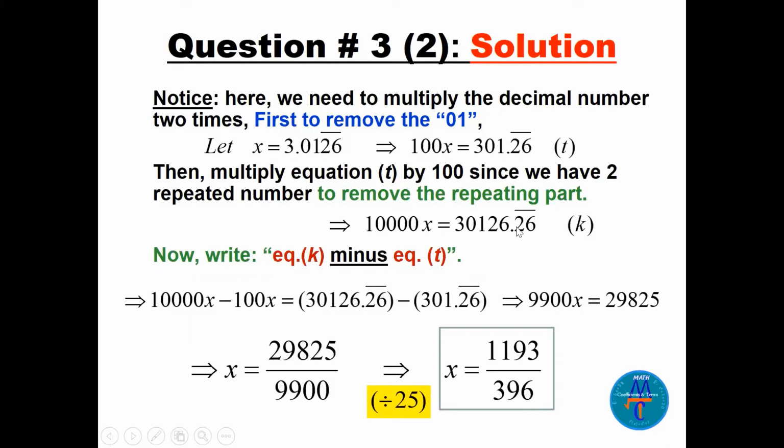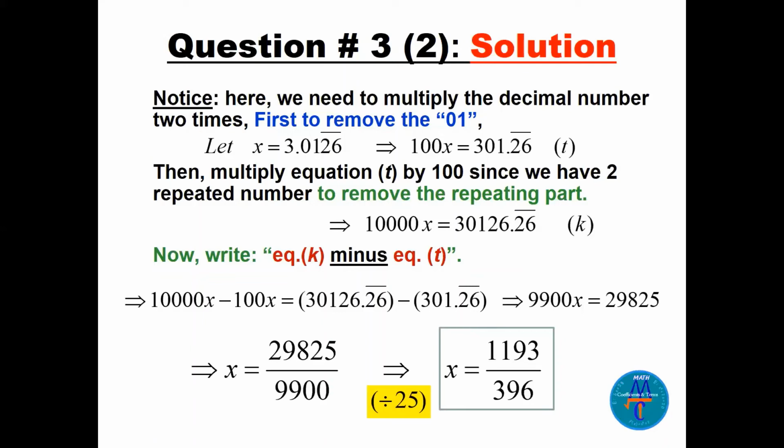301.26 repeating multiplied by 100 becomes 30126.26 repeating. This is equation K. So let's find equation K minus equation T, which is 10,000x minus 100x, equal to this number minus this number, which is 29,825. We cancel the repeated part. So now x will be 29825 divided by 9900. Divide by 25 up and down, we get 1193 divided by 396.